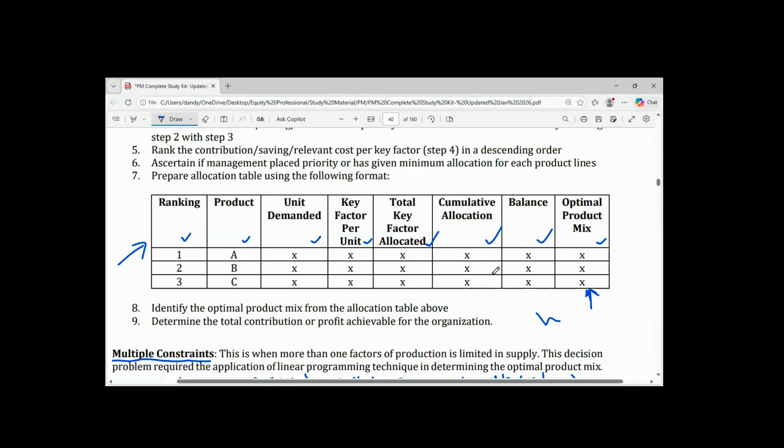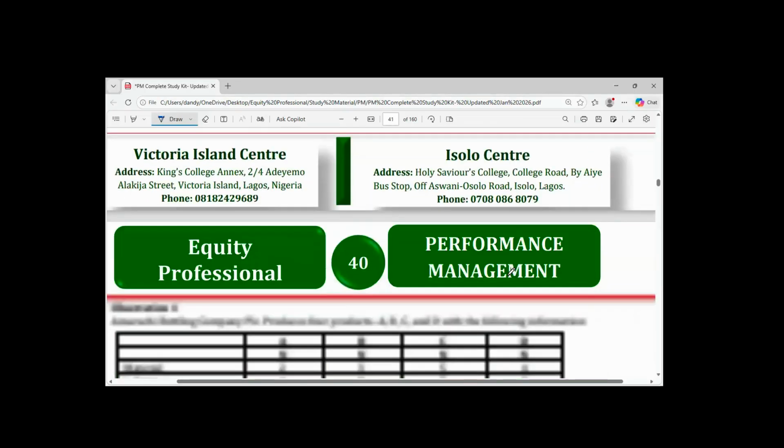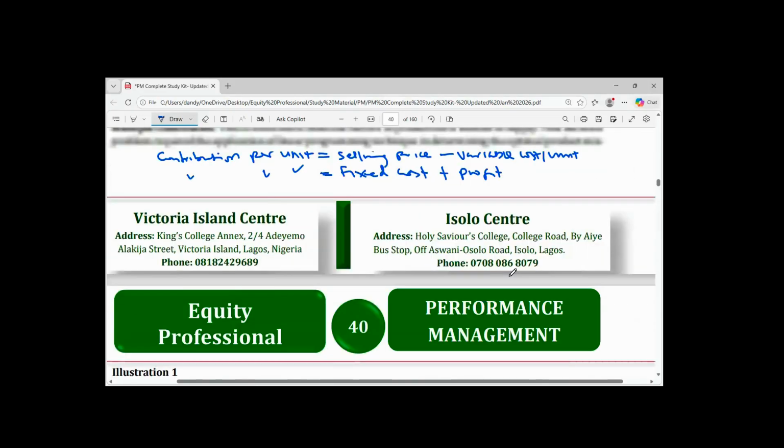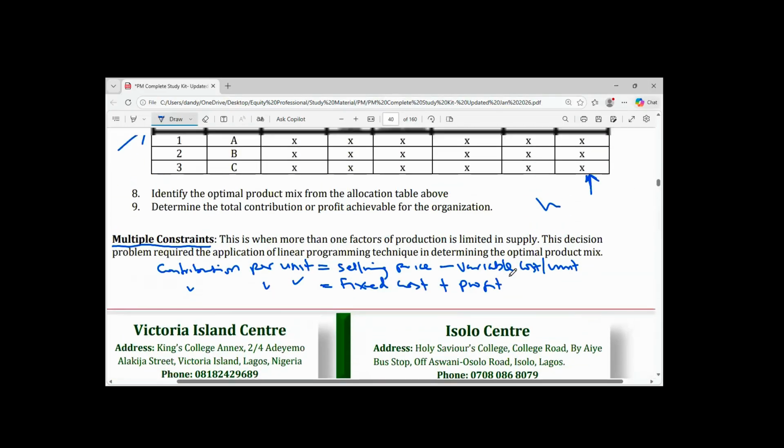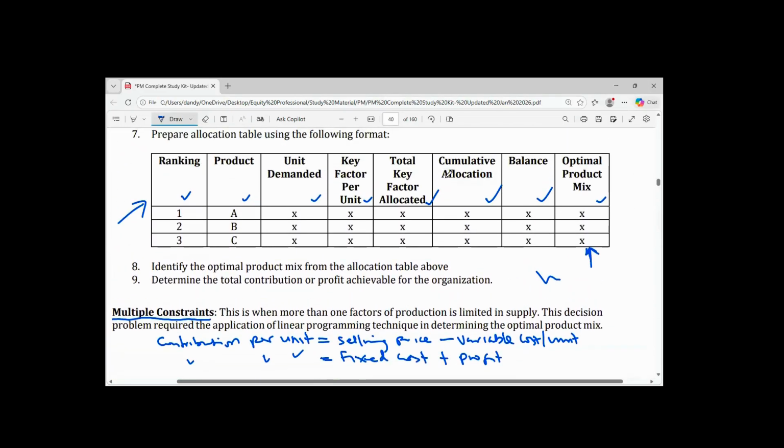Then the final step is to determine the contribution or profits derivable from the allocation. So these are the procedures that you need to carry out in relation to optimal product mix. So if that is the case, let's have illustration.